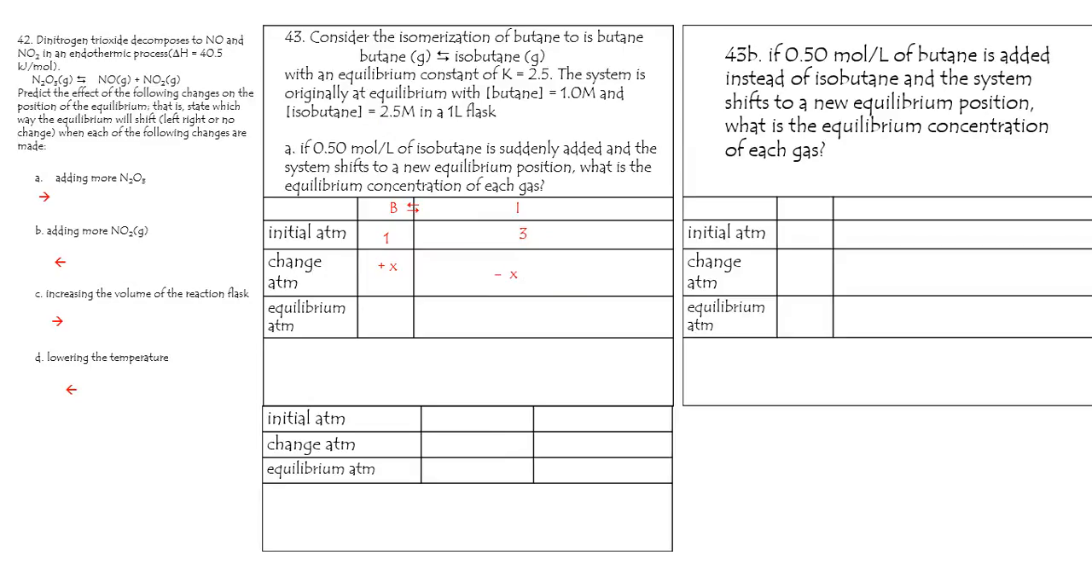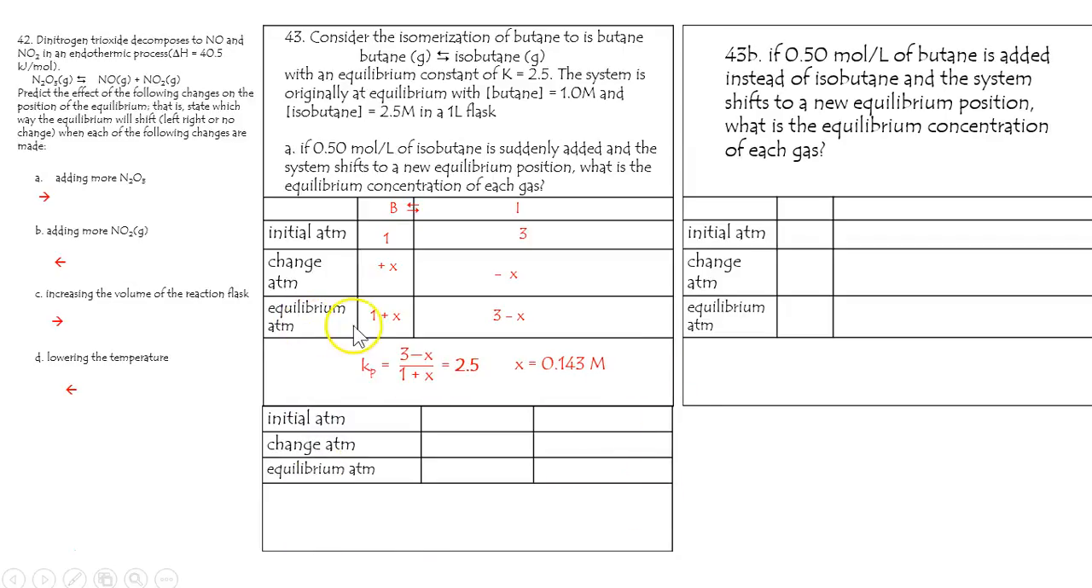So at equilibrium, we just do the accounting. It's going to be 1 plus x, and this will be 3 minus x. Can we solve? Well, the equilibrium expression would be 2.5 equals that over that. So the 2.5 does equal 3 minus x over 1 plus x. If you cross multiply and work it through, you can solve that. And you'd find that x is 0.143.